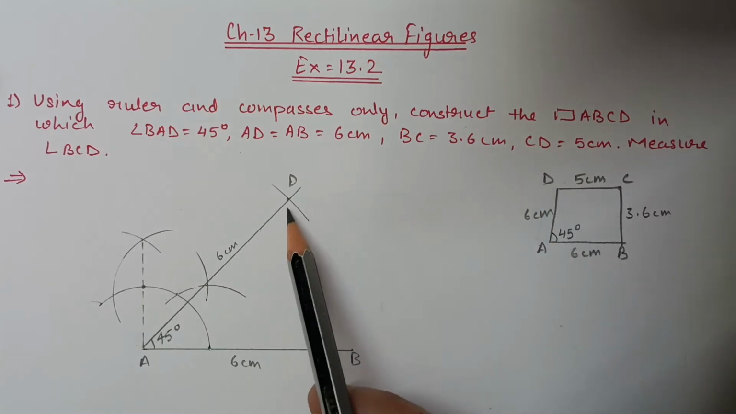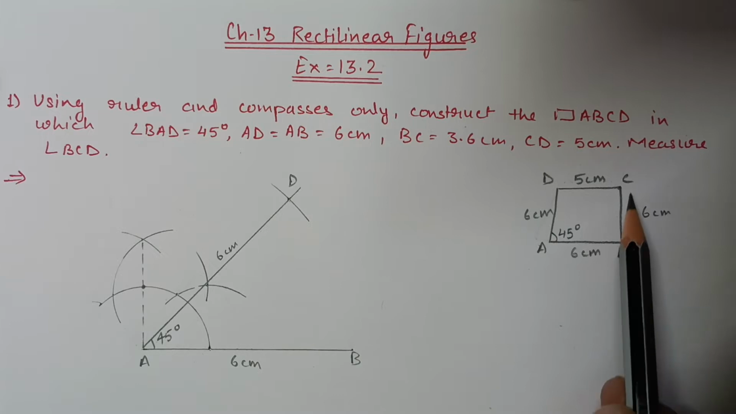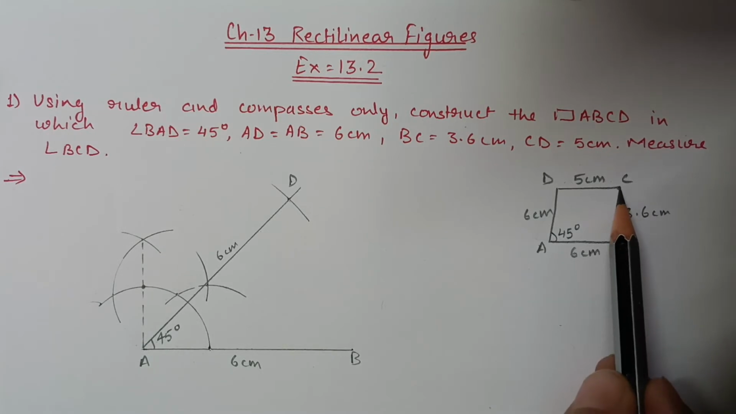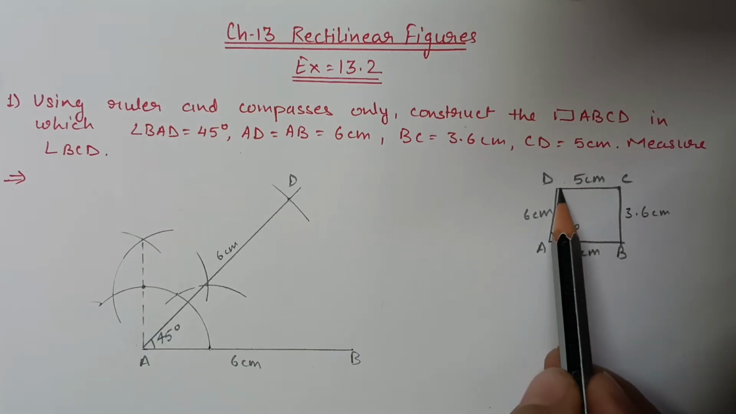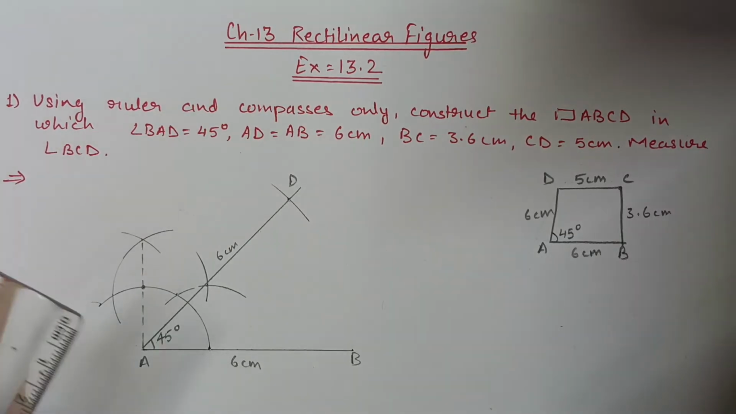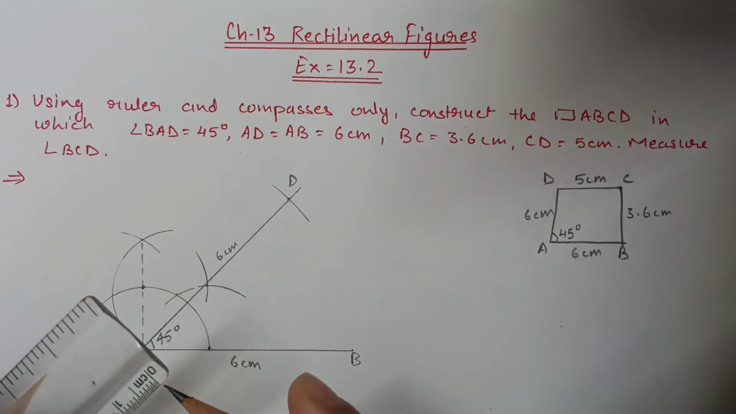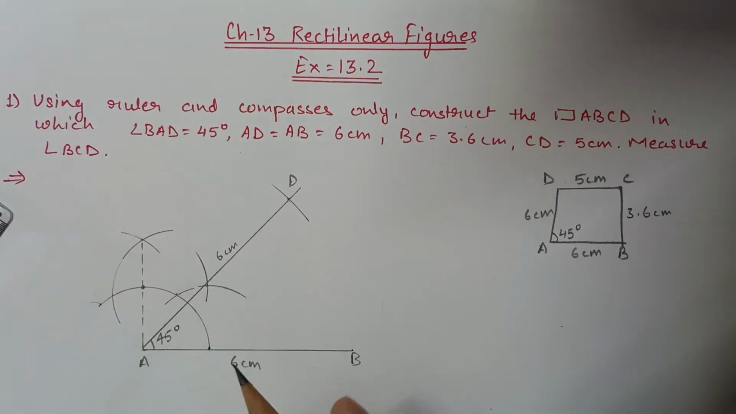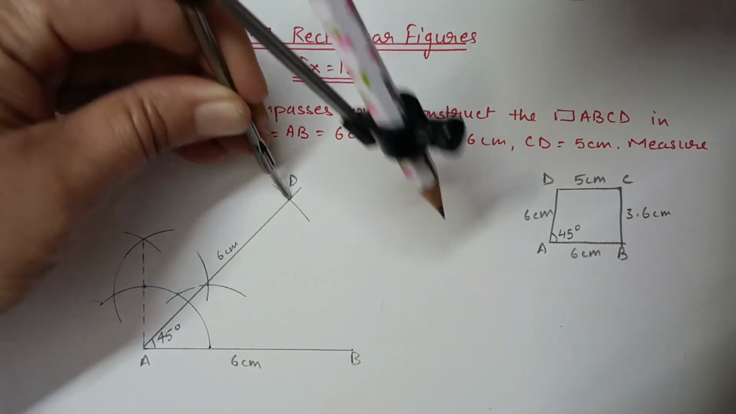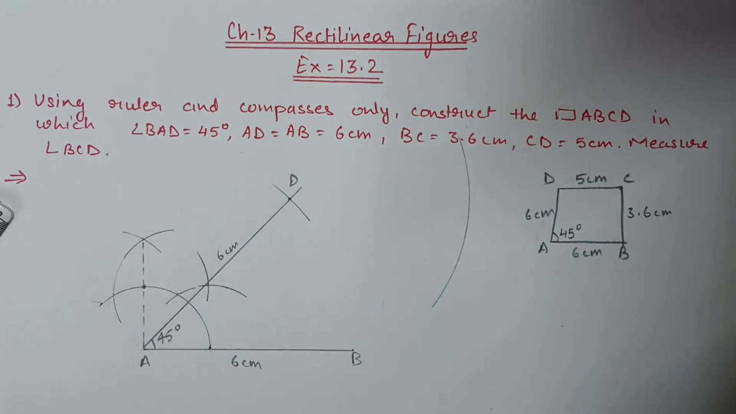After this, from D, C is 5 centimeter. From B, C is 3.6 centimeter. So from B we have to put a 3.6 centimeter arc, and from D we have to put a 5 centimeter arc. So take first 5 centimeter distance in your compass, and from D, put one arc with 5 centimeter distance.